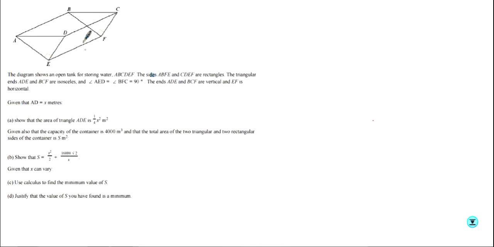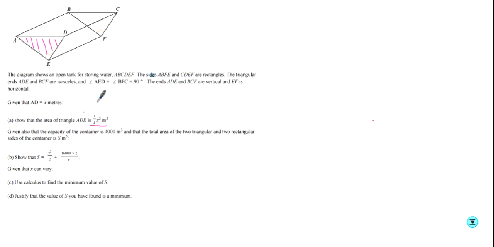Now, the first thing I did when I did this is I redrew it straight, because I don't like looking at it that much like this. And part A, we've got to show that the area of this triangle, so this front face here, there we go, can be written like this.